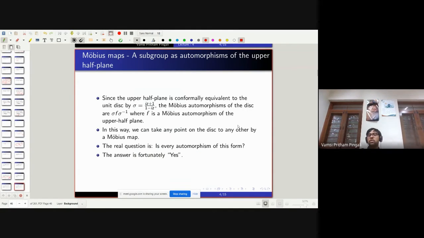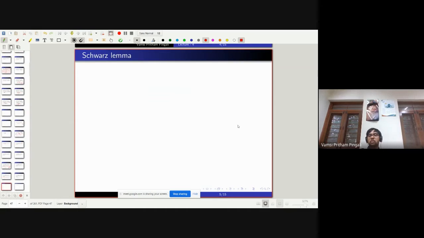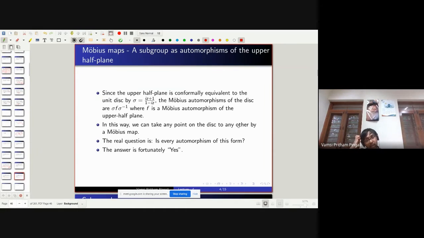The answer is fortunately yes. In other words, every one-to-one analytic map taking the unit disk to itself must be a Mobius map. That is why Mobius maps are so important, because they tell you exactly what the automorphisms of the unit disk or the Riemann sphere are. Okay.